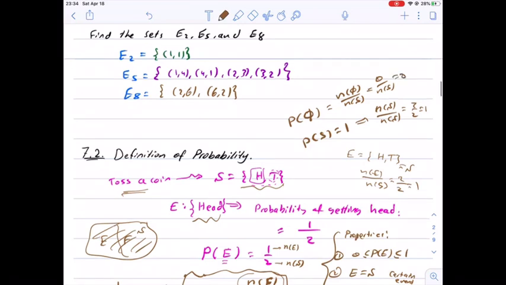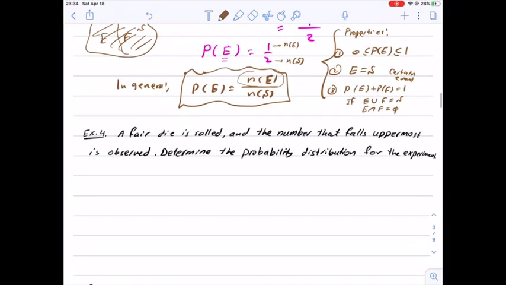So we don't want, so 0 over that number is 0. So probability of phi is 0, probability of S is 1. Let's take an example. A fair die is rolled and the number that falls uppermost is observed. Determine the probability distribution for the experiment. So we have a fair die, so the sample space consists of 1, 2, 3, 4, 5, and 6. And we observe the number that falls uppermost.